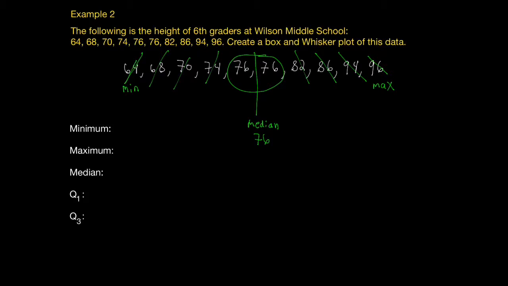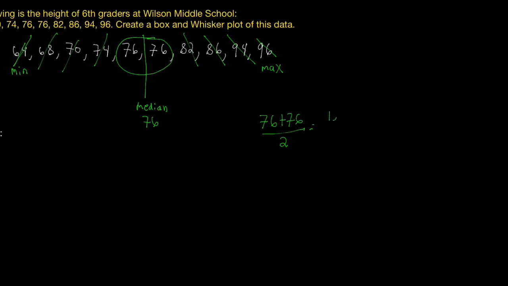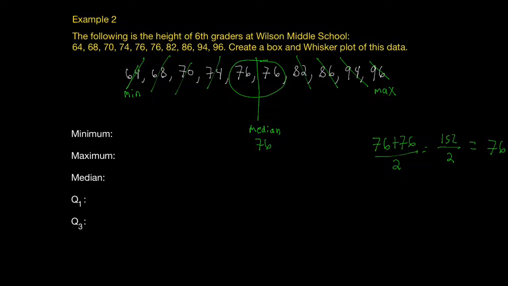If you don't believe me, you can just do the math here. 76 plus 76 divided by 2. We're going to get a total of 152 over 2, which will give us 76 back. So that's the median. Now we have to get the Q1 and the Q3. And here's how we do it. I already kind of drew this barrier here. This barrier is basically distinguishing the lower half and the upper half.